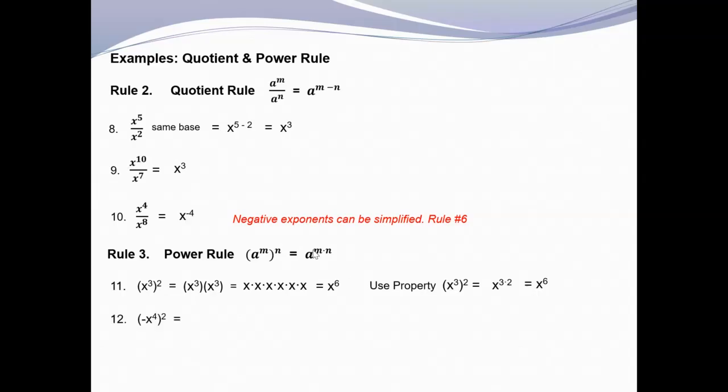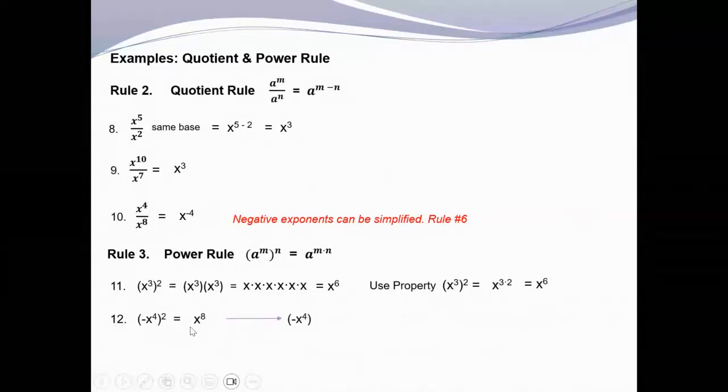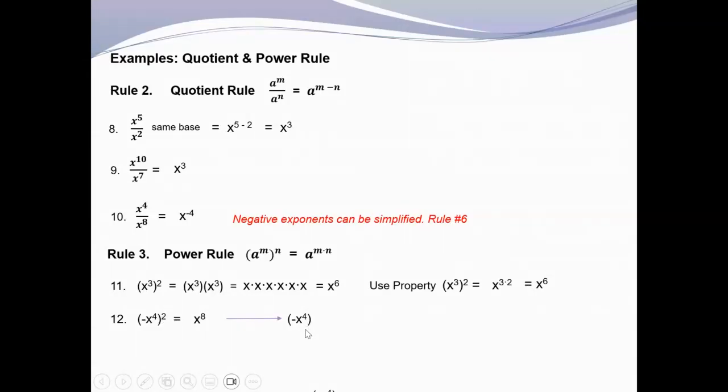Okay. Number 12, negative x to the 4th, right? Raised to the 2nd power. This is going to give you positive. Why? Because a negative to the 2nd power, to an even power, is going to be positive. So it's going to give us x to the 8th power. And this is how. Negative x to the 4th to the 2nd power is the same thing as negative x to the 4th times negative x to the 4th. Right? This will give us x to the 8th power.